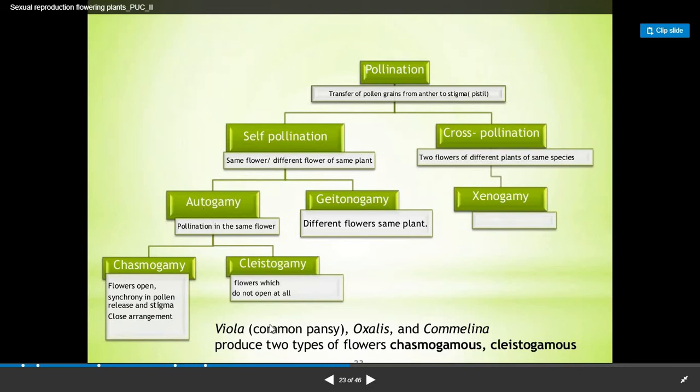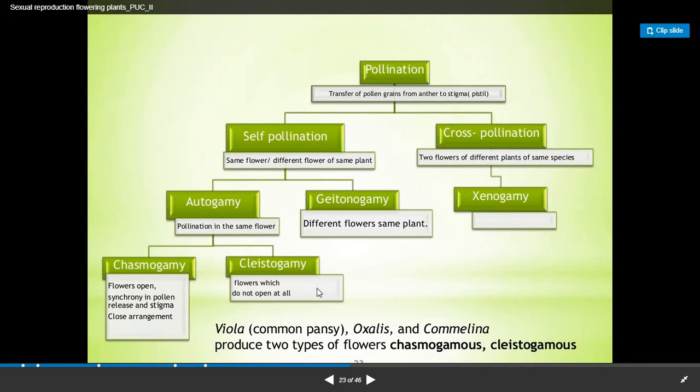Within autogamy again there are two types, that is chasmogamy and cleistogamy. Now what is chasmogamy? Here the flowers open, there is synchronization in pollen release and stigma receptivity, and they have a close arrangement. So here the transfer of pollen grains becomes easy. Whereas in cleistogamy, flowers do not open at all.